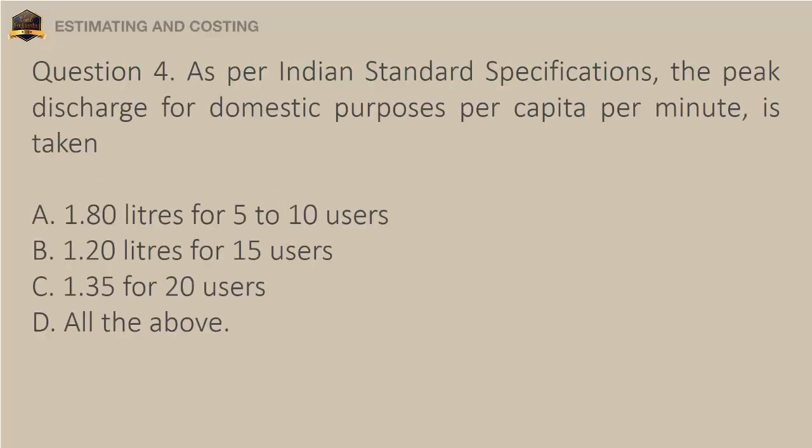Question 4. As per Indian standard specifications, the peak discharge for domestic purposes per capita per minute is taken. A. 1.80 liters for 5 to 10 users. B. 1.20 liters for 15 users. C. 1.35 for 20 users. D. All the above.